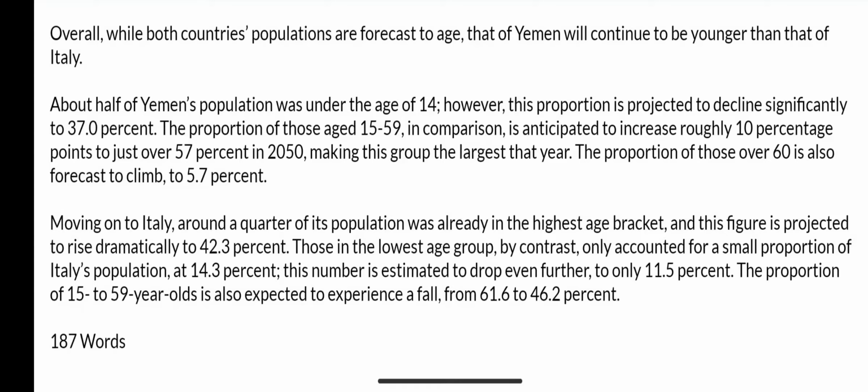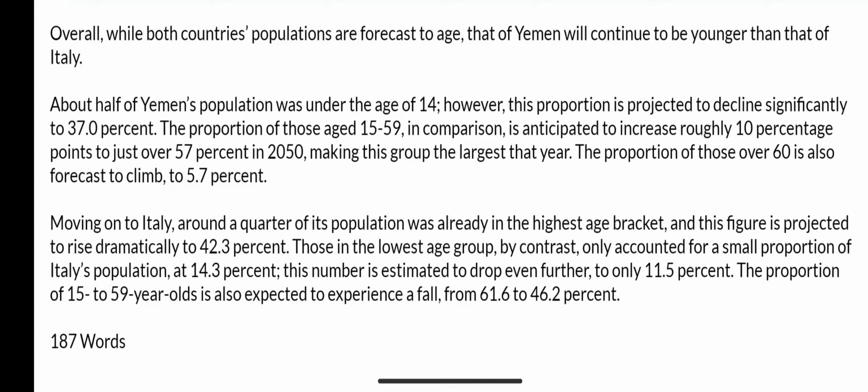However, this proportion is projected to decline significantly to 37%. The proportion of those aged 15 to 59, in comparison, is anticipated to increase roughly 10 percentage points to just over 57% in 2050, making this group the largest that year. The proportion of those over 60 is also forecast to climb to 5.7%.